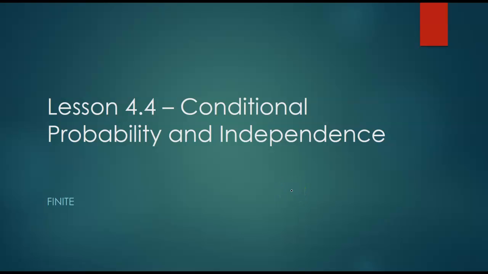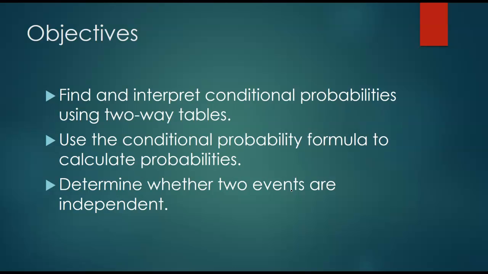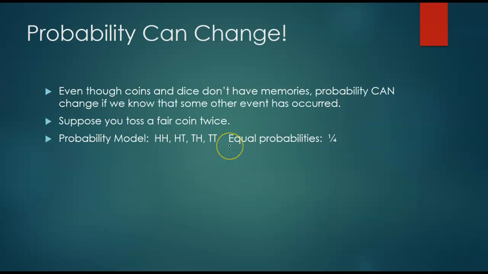Welcome to lesson 4.4 on conditional probability and independence. Today we're going to learn to find and interpret conditional probabilities using two-way tables. We're going to use the conditional probability formula to calculate probabilities, and we're going to determine whether two events are independent. One thing to note is that probability can change. Even though coins and dice don't have memories, probability can change if we know that some other event has occurred.